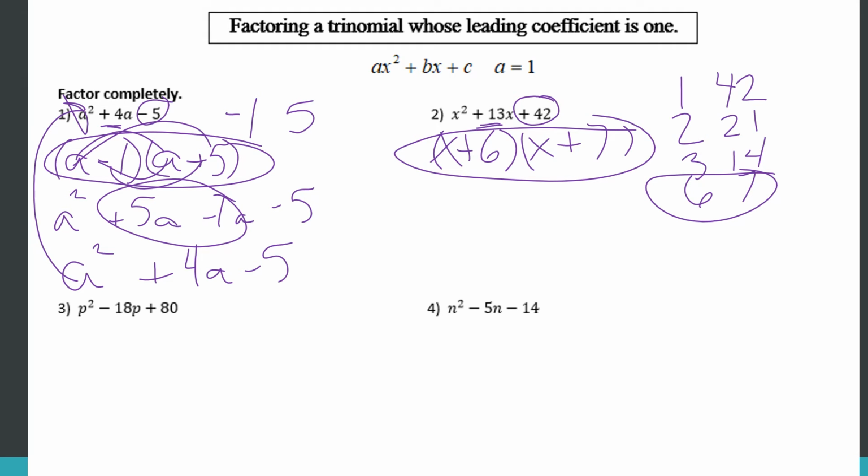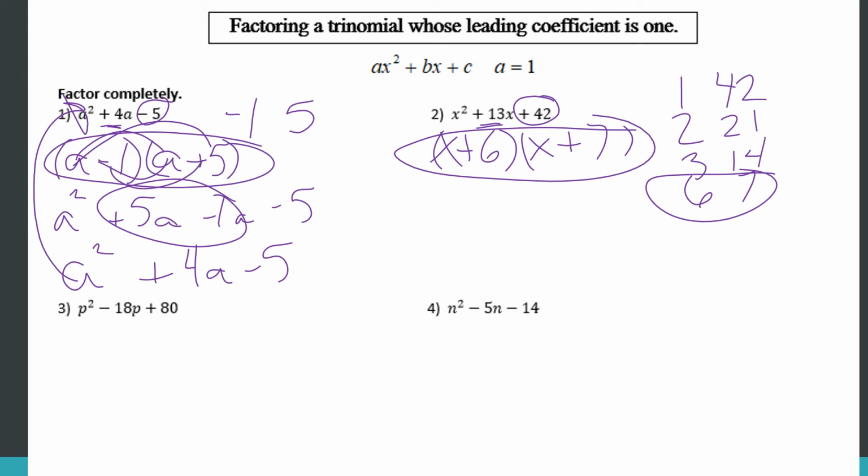Okay, again, you could have x plus 7 listed first times x plus 6 listed second, but it's the same thing. Okay, so again, if you did distribute that back out, you'd get x squared plus 7x plus 6x plus 42. And that 6x and 7x would go together to make that 13x.